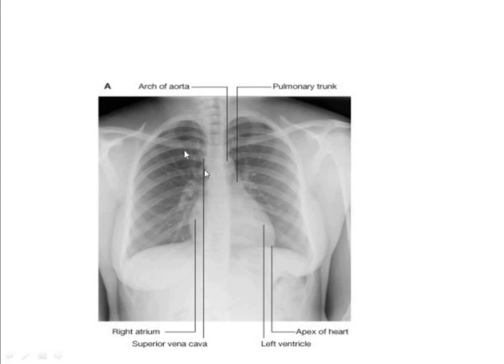And here you can see the two clavicles, the right clavicle and the left clavicle. Then you can see the bodies of the vertebrae, and in between the bodies you can see the regions of the intervertebral discs. Then you can see the domes of the diaphragm, the right dome of the diaphragm and the left dome of the diaphragm. This is the scapular margin.